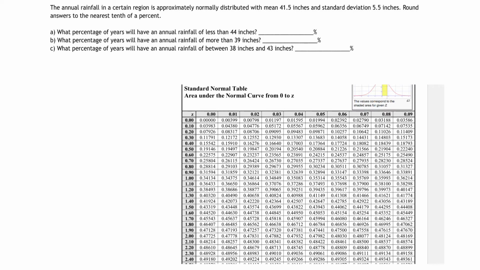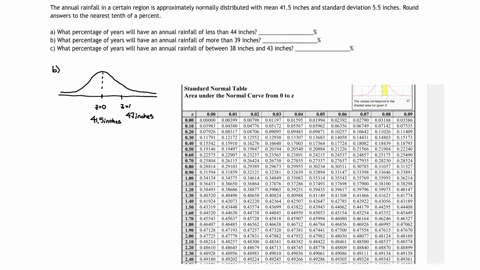And just as for part A, I'm going to begin by drawing a picture of a standard normal curve to help me visualize part B. Like before, if we recall from part A, this curve has a z value equal to 0 at 41.5 inches. We also recall that z is equal to 1 at 47 inches.